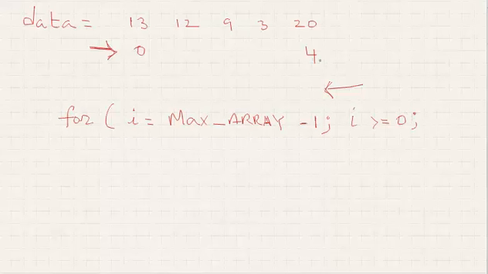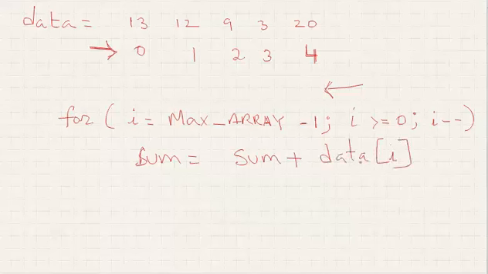As when I traverse in reverse, what happens to my offset from 4 to 3 to 2 to 1 to 0? I'm decreasing, right? So it should be I minus minus. Alright? The rest is all same. Let's say we did sum equal sum plus data at I. So it doesn't matter which way you go, you have to make sure you change the for loop accordingly.